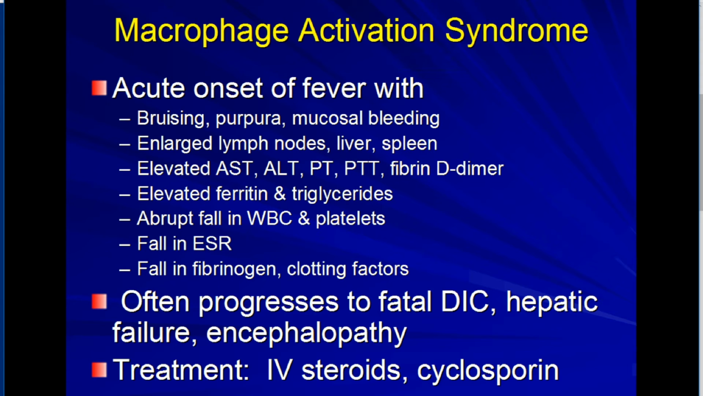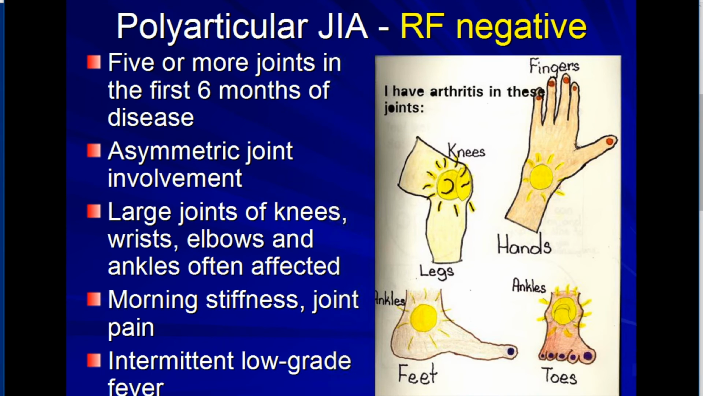Acute onset of fever with bruising, purpura, mucosal bleeding, elevated liver enzymes, and other things that are made by the liver: coag factors, fibrin, D-dimer, a precipitous drop in your white count and platelets, a fall in sed rate, and a fall in your fibrinogen and clotting factors, so you're going into DIC. And so basically you're getting liver failure, and this is ICU territory, IV steroids.